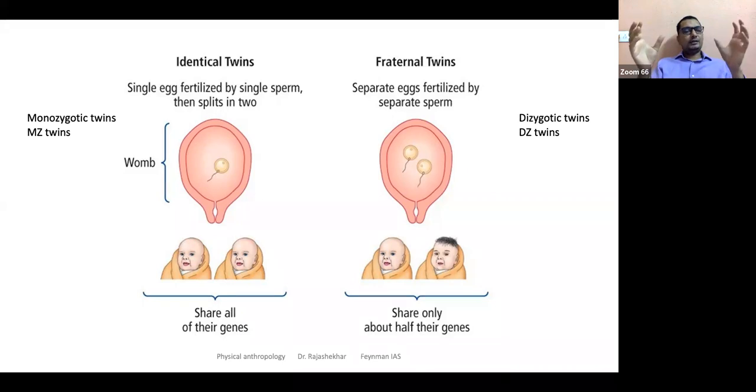Two fertilization events have taken place, two zygotes have formed. One zygote got split, resulting in identical twins. Another zygote didn't split, but gave rise to a baby who looks different from these two identical twins.